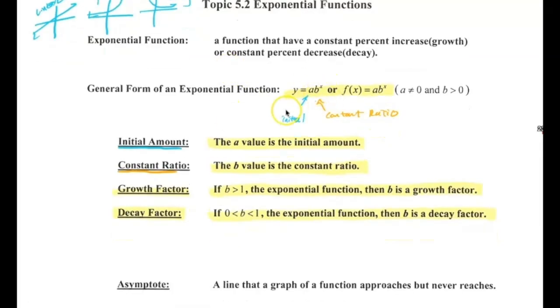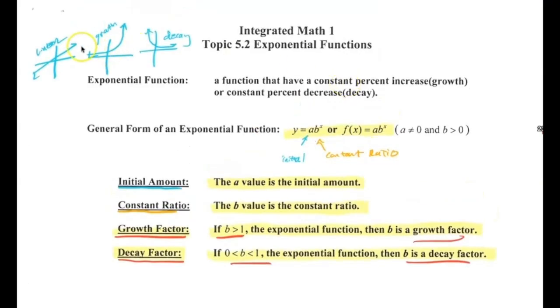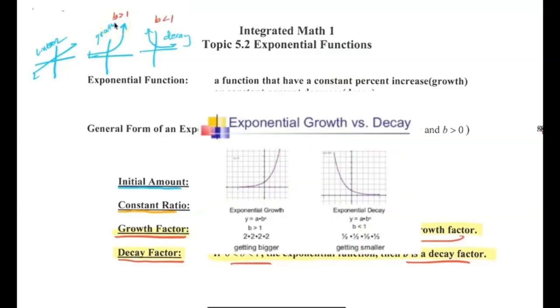That b is also known as a growth or decay factor. So if that b is greater than 1, it's known as a growth factor. And if that b is less than 1, it's known as a decay factor. This graph here, that's a growth, so the b here was greater than 1. The b here was less than 1. We're getting smaller. We're multiplying by something less than 1, so it's smaller every time.